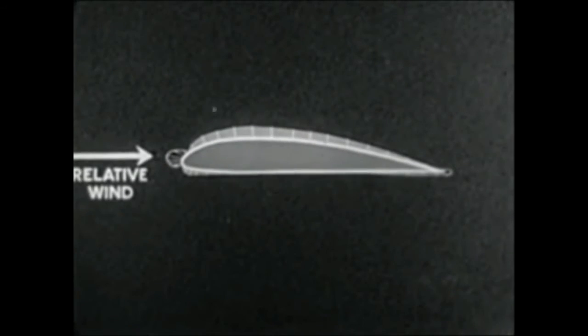In this manner, a diagram is constructed showing the nature and distribution of pressures over both surfaces of the wing section at varying angles of attack. Positive pressures are shown in black, negative in gray.